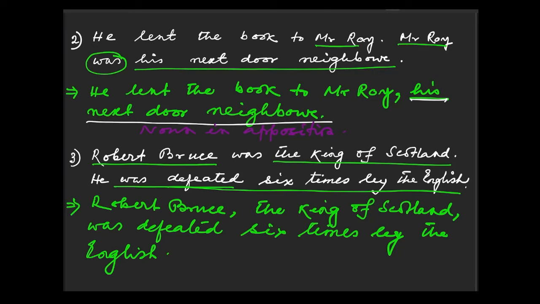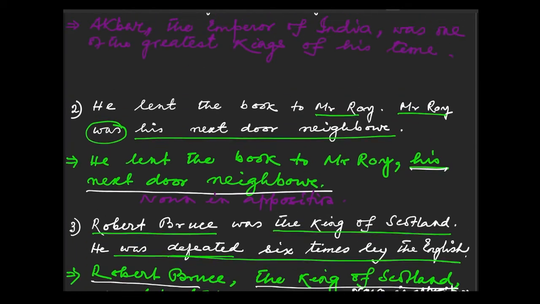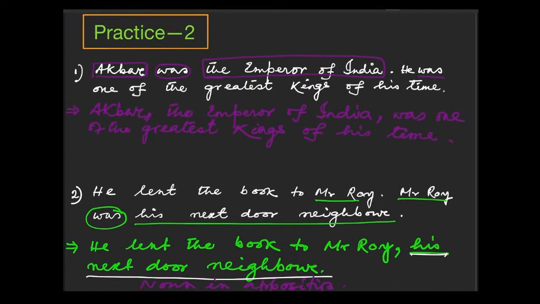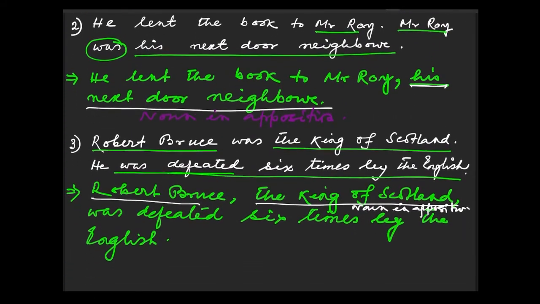Robert Bruce, the King of Scotland, this is noun in apposition. Noun in apposition. Was defeated 6 times by the English. Okay, students? Check your answer with my answers. Okay, very easy, right?